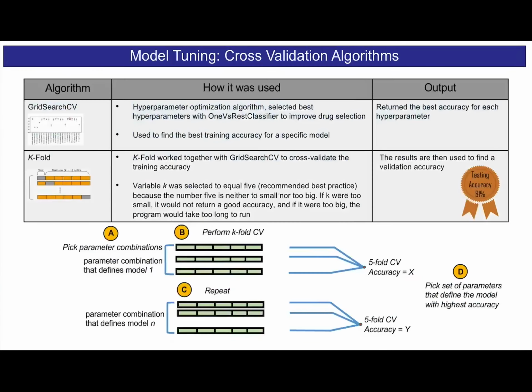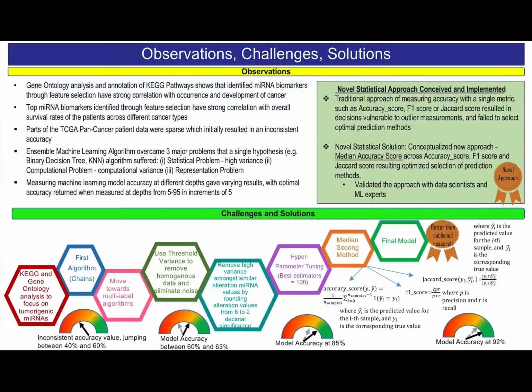To further increase the prediction accuracy, I employed cross-validation, which allowed for iterative training of the machine learning model and selected the best hyperparameters to use for the one-versus-rest classifier. Cross-validation was coupled with statistical techniques like threshold variance and decimal rounding, which eliminated high variance and data homogeneity. All in all, this improved the prediction accuracy to around 85%.